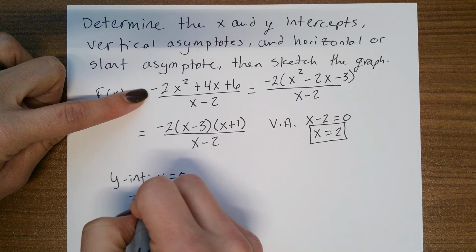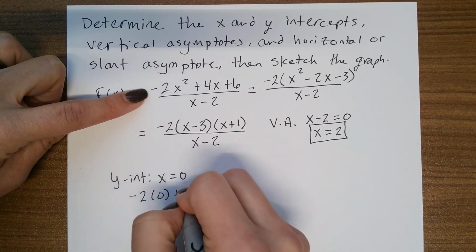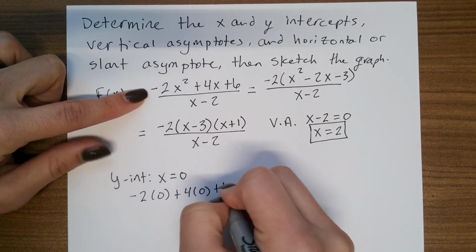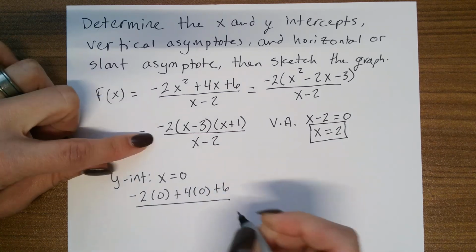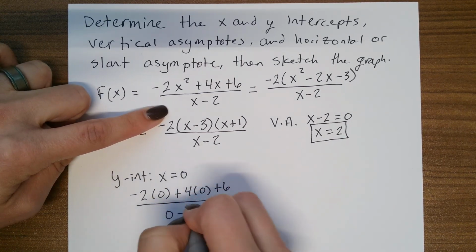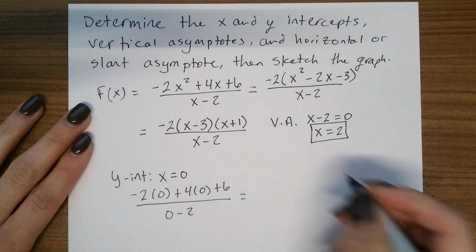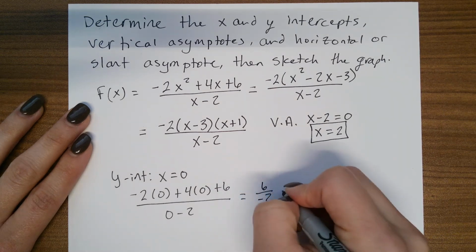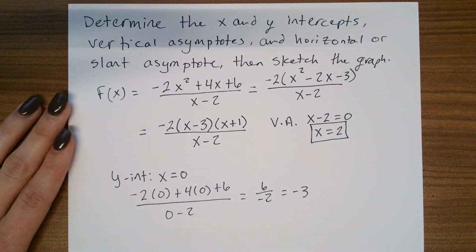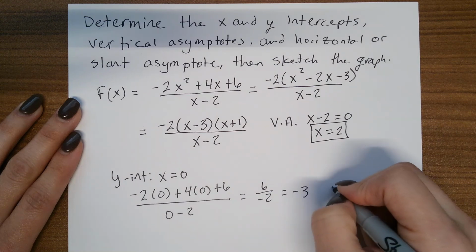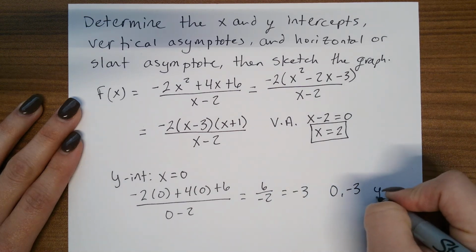So I'll get negative 2 times 0 plus 4 times 0 plus 6 over 0 minus 2, which gives me 6 over negative 2, which is negative 3. So now I know my y-intercept is (0, negative 3). That's my y-intercept.